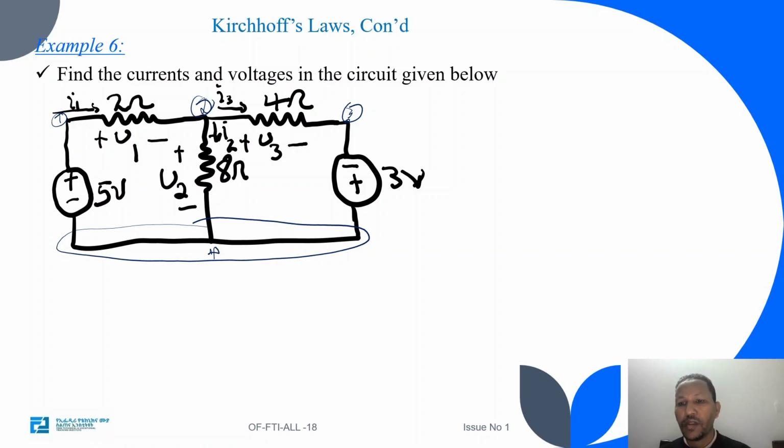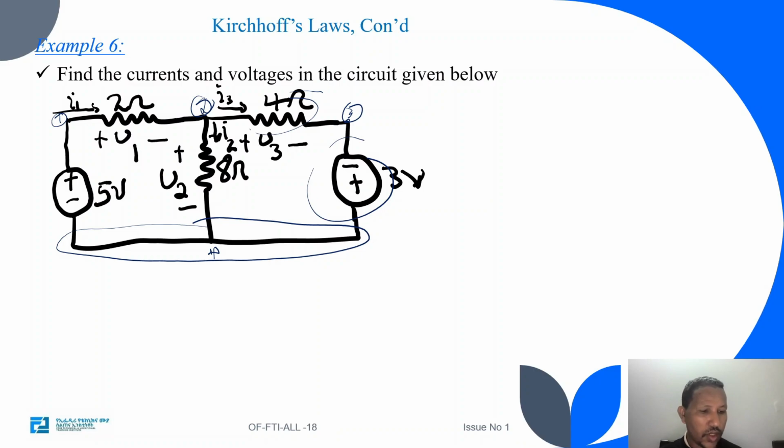At node 1, a 5-volt voltage source and a 2 ohm resistor are connected. At node 3, a 4 ohm resistor and the 3-volt voltage source are connected. Whereas at point 2, the 2 ohm, 4 ohm, and 8 ohm resistors are connected, so that's why it is a principal node. And at node 4, the 5 volt, 8 ohm, and 3 volt sources are connected together, so that's why it is a principal node.